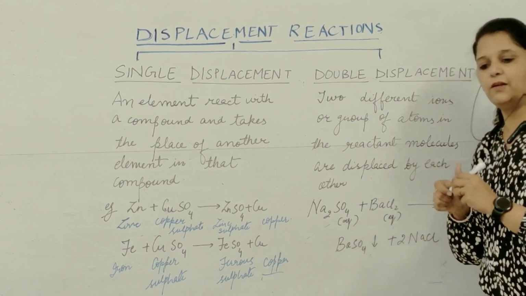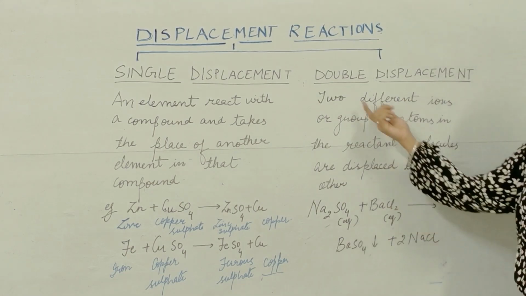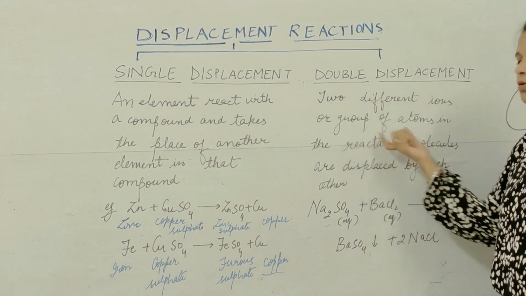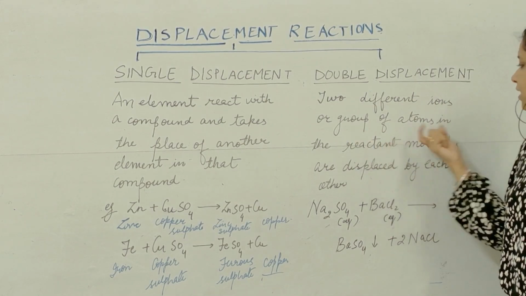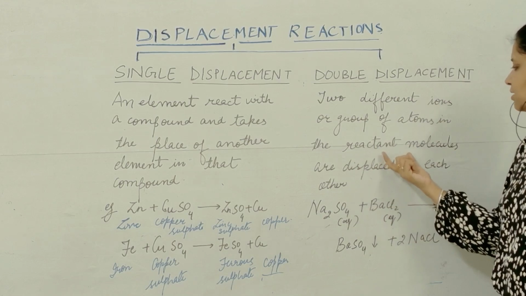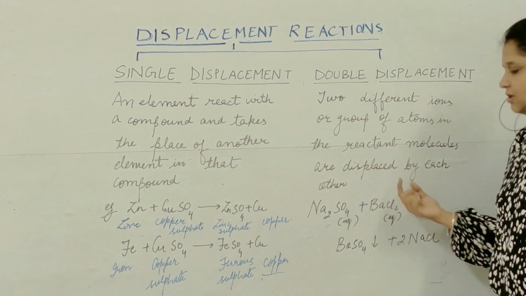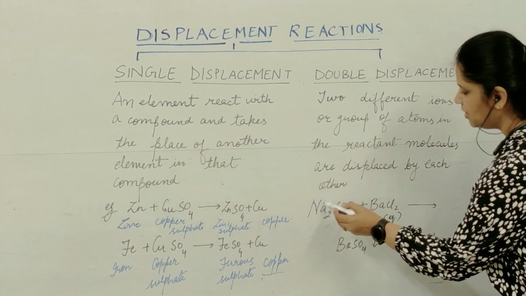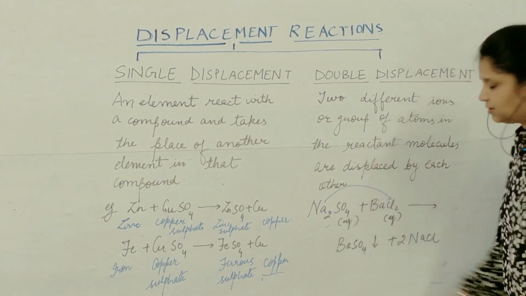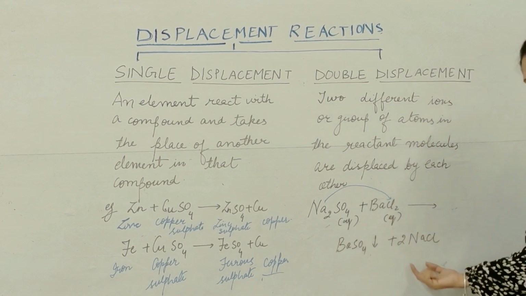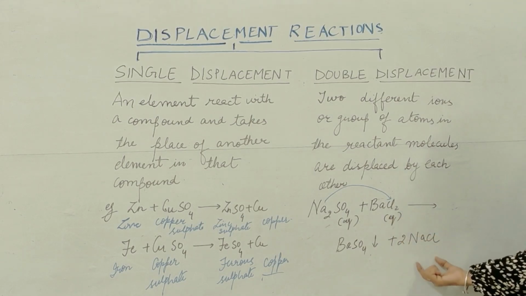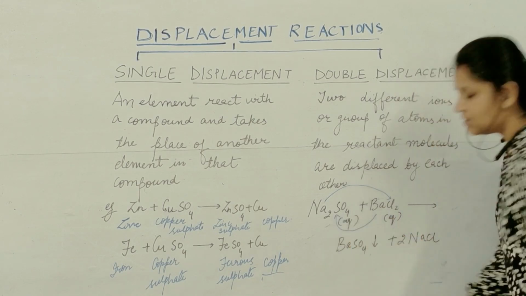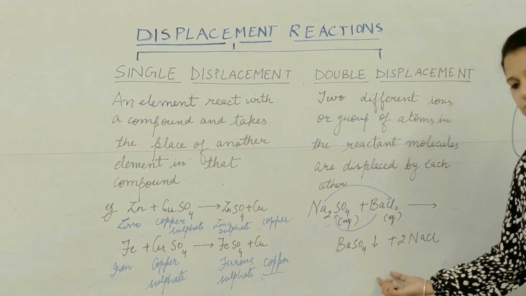What happened in double displacement reaction? Two different ions, या तो कोई दो ions होंगे या दो group of atoms होंगे, in the reactant molecules are displaced by each other. So here in this reaction, you can see that Na2 gets combined with Cl. इसके साथ ये combine हो गया, and what it has formed? Twice NaCl. In the same way, barium combines with the sulfate group and forms barium sulfate.